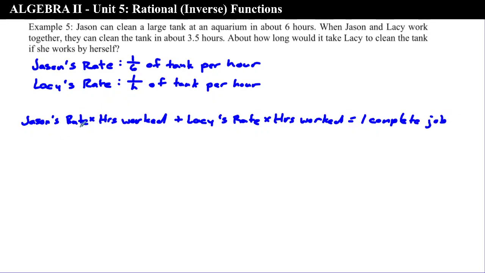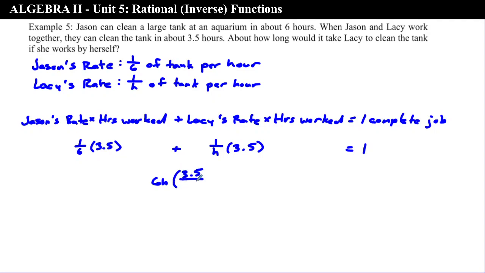Okay, so Jason's rate is 1/6 of the tank per hour. And he spent 3.5 hours working, because this is the job that they did together. Okay, so he spent 3.5 hours working at a rate of 1/6 of the tank per hour. Then we're going to add that to Lacey's rate, which is 1/h. She also spent 3.5 hours working, and that gave us one complete job. What is our common denominator here? We have a 6 and an h, so our common denominator is 6h.